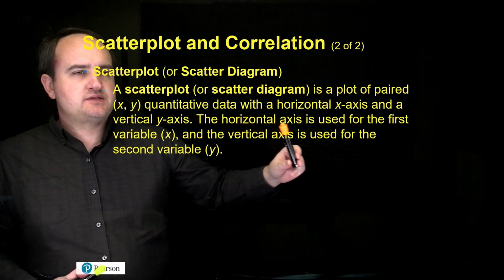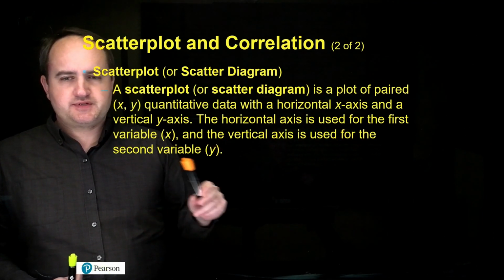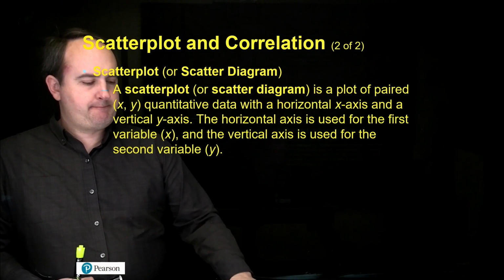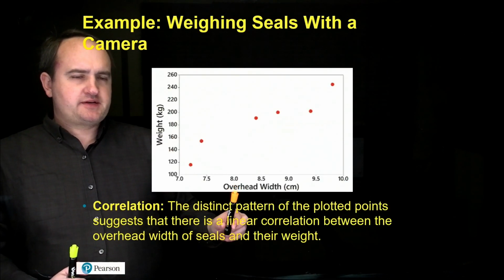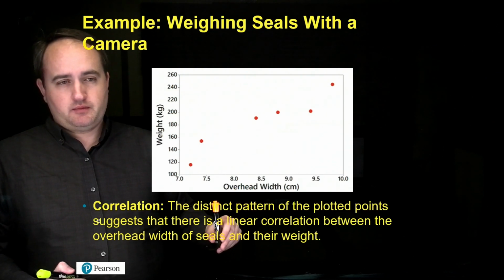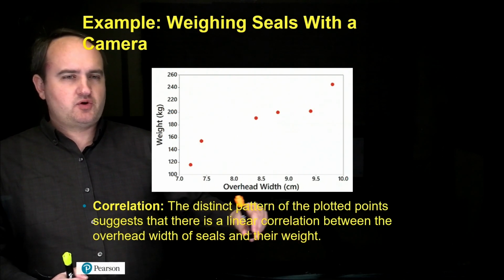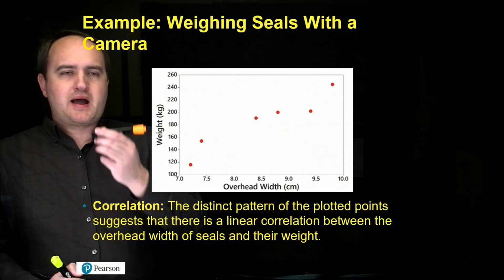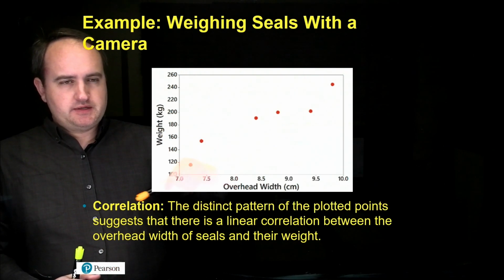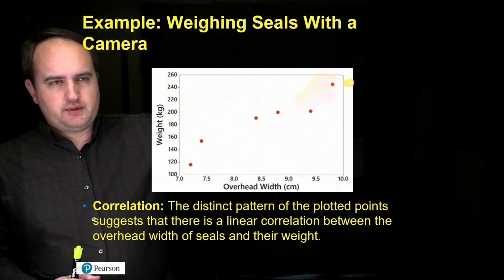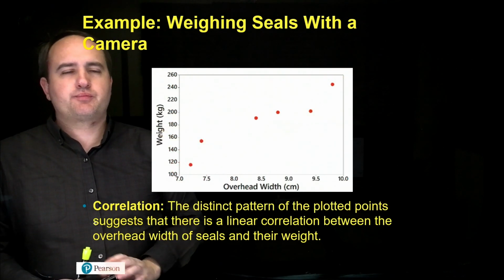The horizontal axis is always used for the first variable x, and the vertical axis is used for the second variable y. Okay, so going back to this first scatter plot, we can see that the x-axis is going to be the overhead width, and then the y-axis is the weight of the seals. This one is pretty clearly following a diagonal line that has a positive slope.